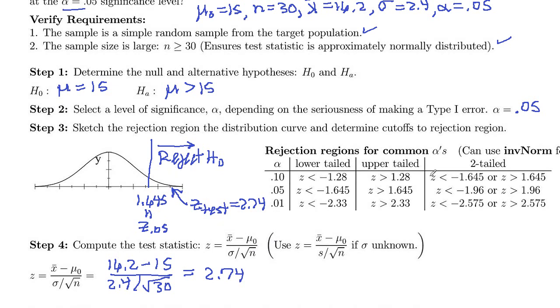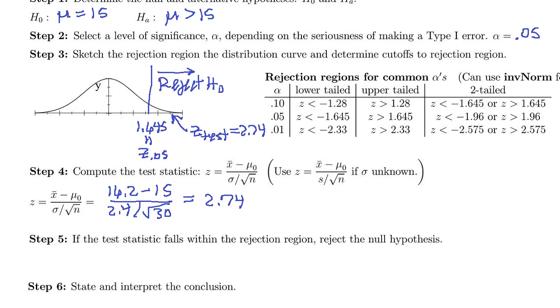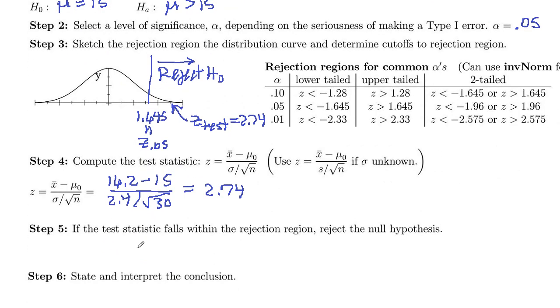And that is in the rejection region. So step 5 is if the test statistic falls in rejection region, we reject the null. Well, our z test here was 2.74. That is greater than 1.645. So we reject H0. So that's our statistical conclusion.